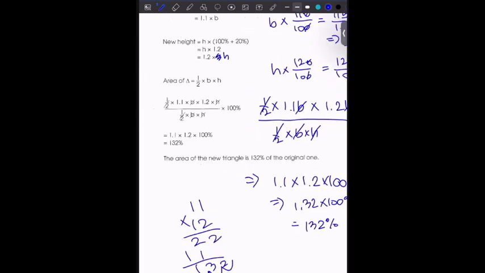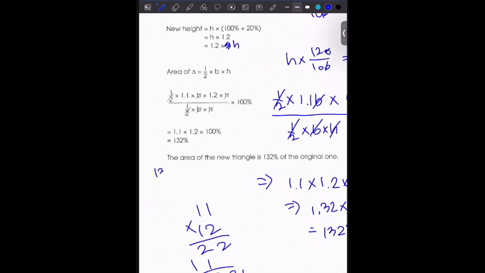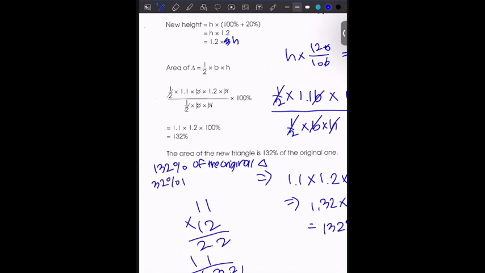So because it's 100, we can write that as 132% of the original triangle, or we can also write that as a 32% increase from the original triangle.